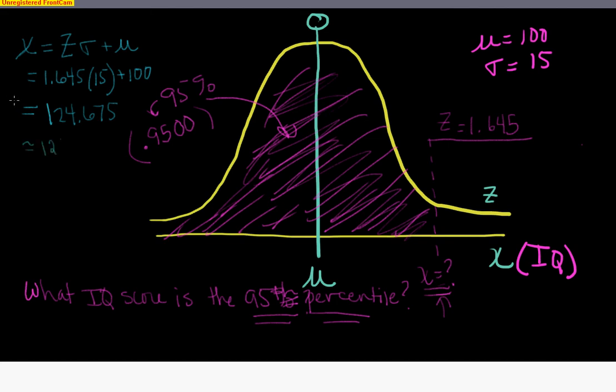All right, but I'm going to round that to about 125. So x equals 125. That is your 95th percentile score. If you have an IQ of 125, you are in the 95th percentile. 95% of the people are below you. So that is how you use your z-table.